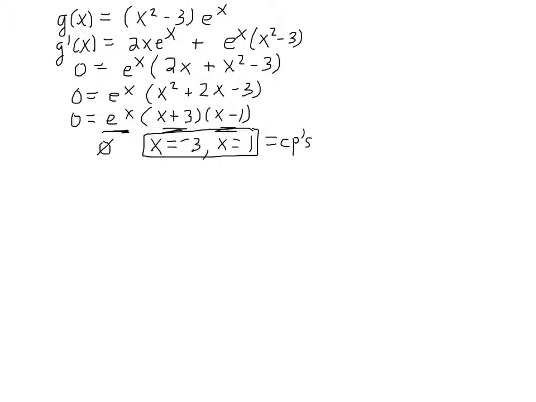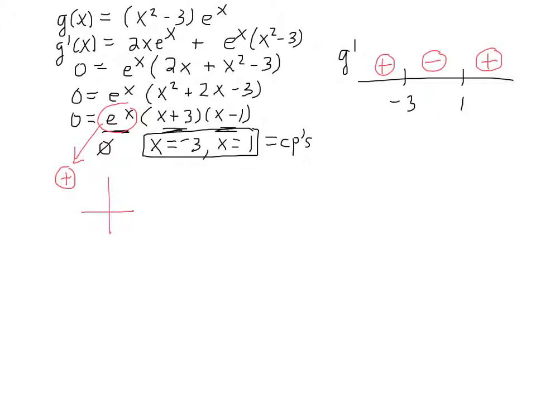Okay, so next we need to make a sign diagram. So we're doing this for g prime. So we're marking off negative 3 and positive 1. Go ahead, hit pause, take a moment, and try to find your signs. So if we do that, you get plus, minus, plus. If you're not sure where that came from, keep in mind that this e to the x here is always going to be positive. Think about y. E to the x looks like that, right? It's always positive. So you just had to plug into x plus 3 and x minus 1 to get your signs.